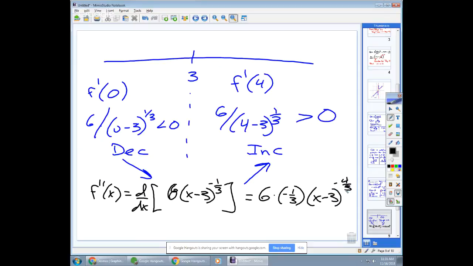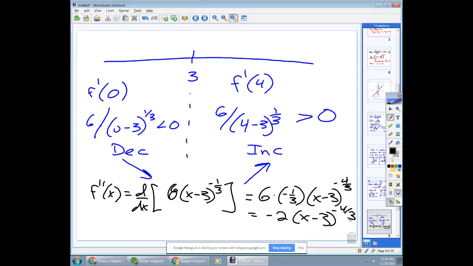I ignored the chain rule before, but I shouldn't have. What's the derivative of the inside here? 1. Yeah, be careful about that. That was a faux pas on my part, although it didn't hurt anything. So let's see, what do I get? I get -2 times x minus 3 to the power -4/3.